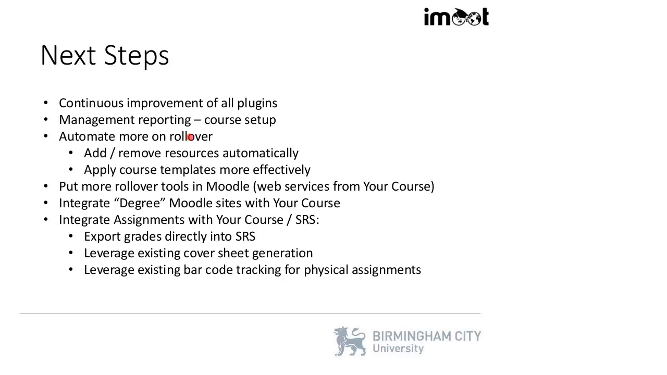We want to automate more on rollover, so being able to add or remove resources automatically, so we can add and remove the blocks. We haven't quite got this bit done yet, but you can imagine next year we might say, well, we want to automatically add, for example, the module information resource type, and also apply course templates more effectively. And this comes from City University London. Their rollover process seems to allow you to actually choose templates. I'm not sure how they do that. I think they might roll over a template and then import all the content from another course into it. So we'll be looking at things like that.